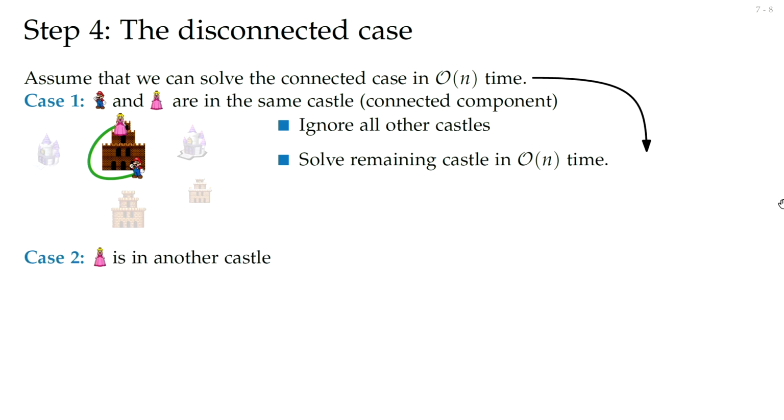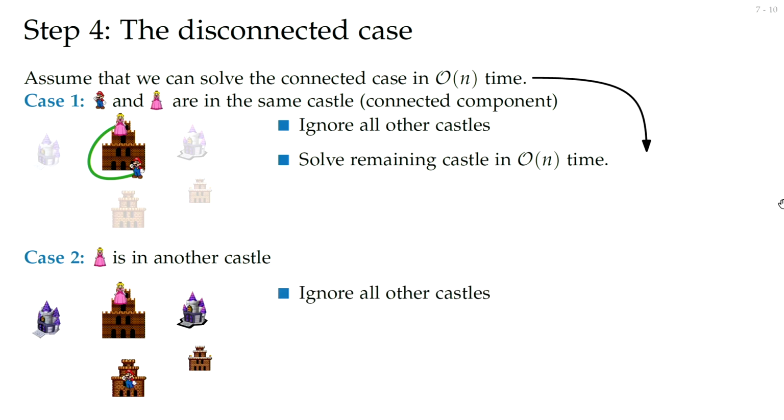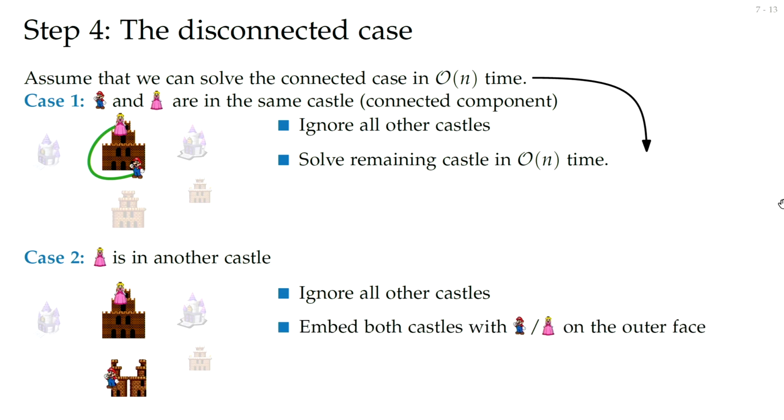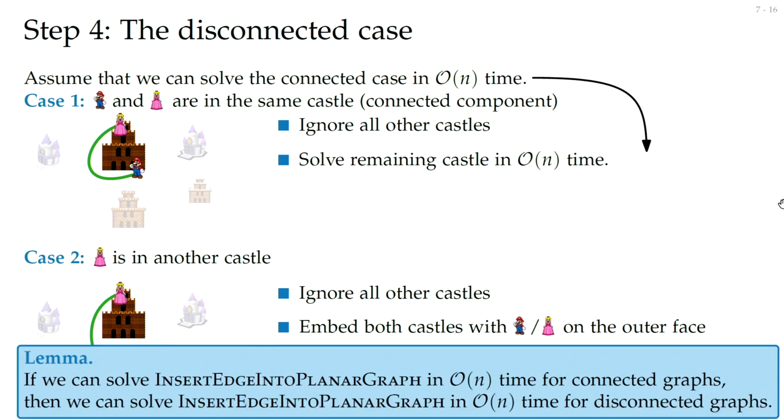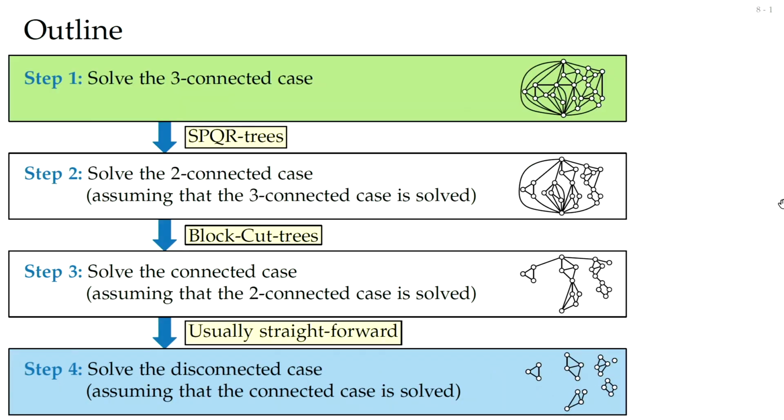The second is the princess is in another castle, like this. Again, I'll give you 5 seconds to solve this. Should be enough. You ignore all other castles. And now we embed both castles in a way that Mario and Peach are on the outer face. So we change the embedding here. And now we can connect them without any crossing. And we're done. We have solved the disconnected case, assuming that we know how to solve the connected one. That's the first connectivity requirement that we reduced, from connected to disconnected. And of course, also the easiest.